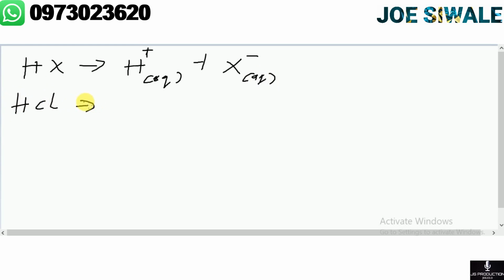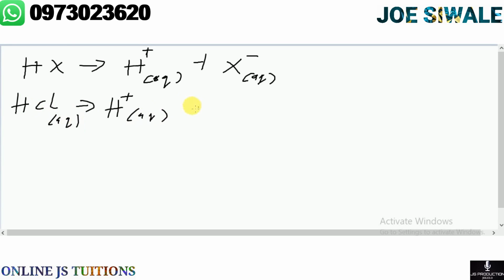So we have hydrochloric acid. For hydrochloric acid, when it ionizes, it will be in this form. We have hydrogen, which will be positive here, in aqueous state. Then we also know that hydrochloric acid is in aqueous state, plus the chloride ion, which is negatively charged.